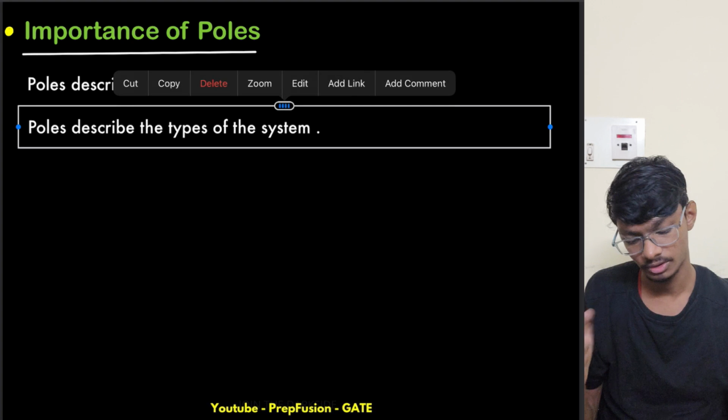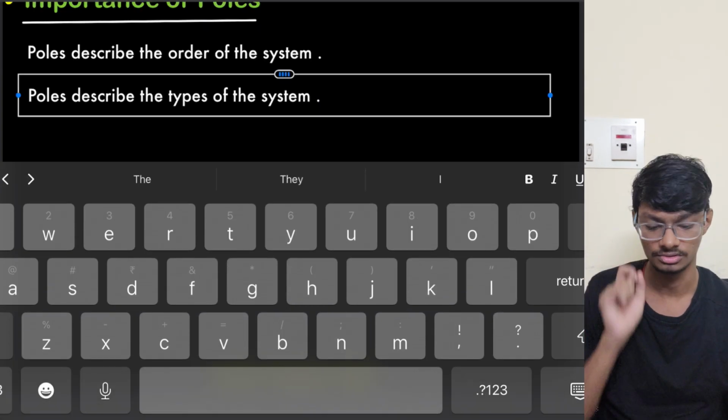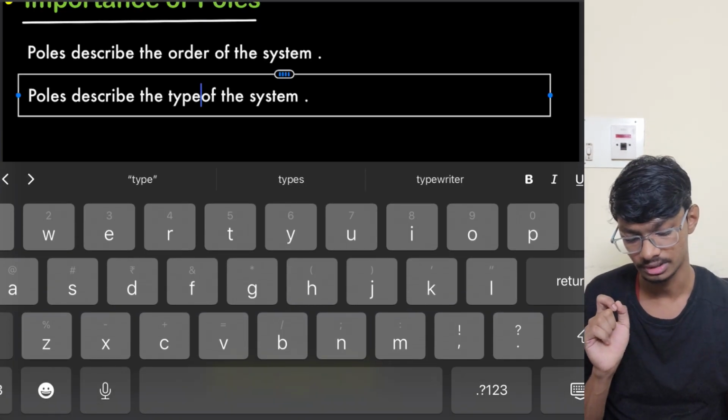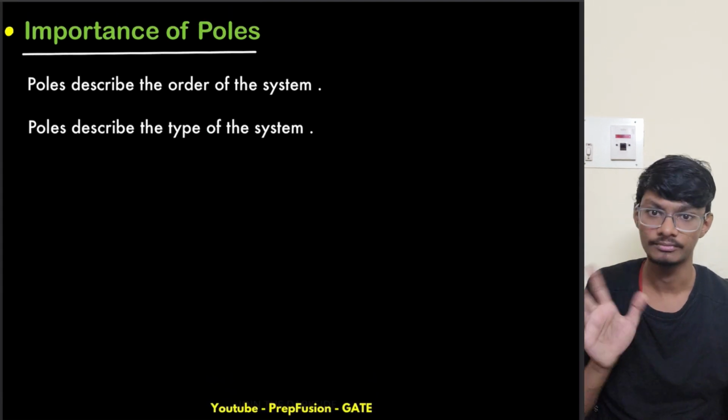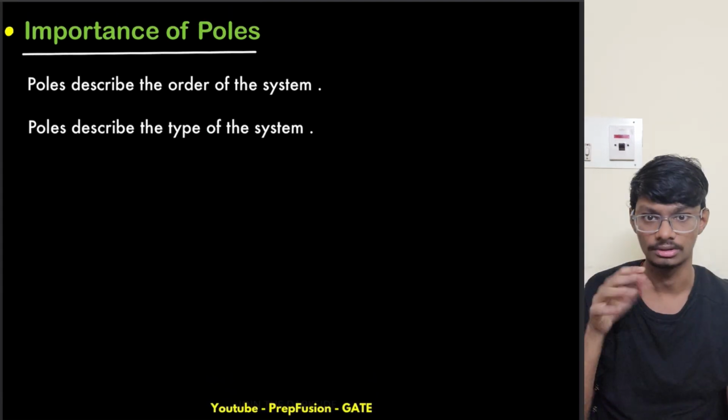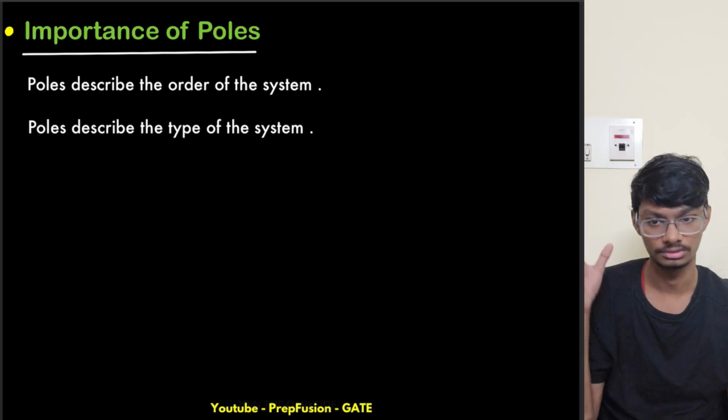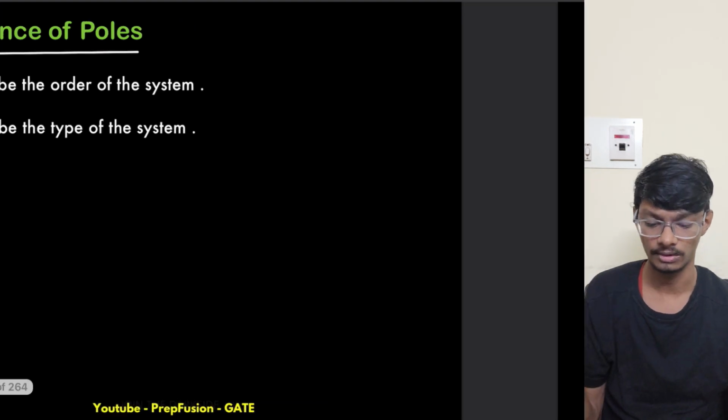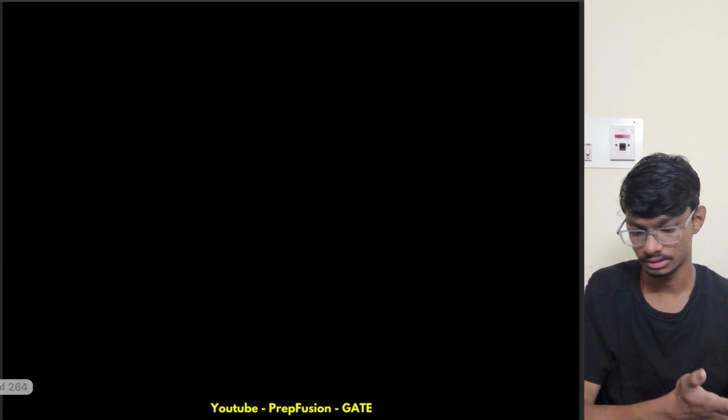Now poles describe the type of the system. By type, you know, how many poles are there at s equals 0. That is basically what type means. I will also explain type in the next few slides. Just try to know this. If you know this already, that's good. This is a revision. If you don't know, that's fine. I will explain it to you in the next few slides.